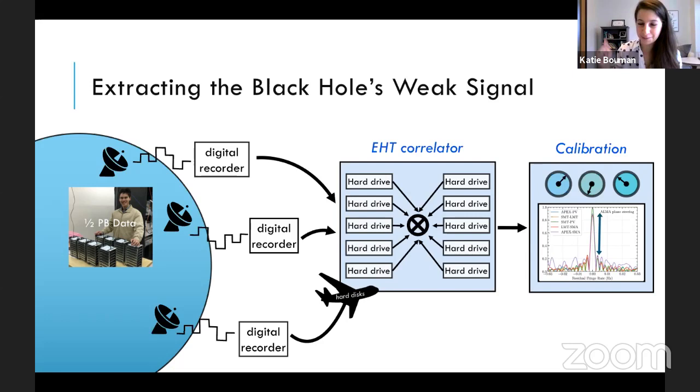But we hope, this is something that we hope to push towards, to move the EHT towards a facility where we could do on-demand observing if something exciting were to happen. But it's not really possible right now.